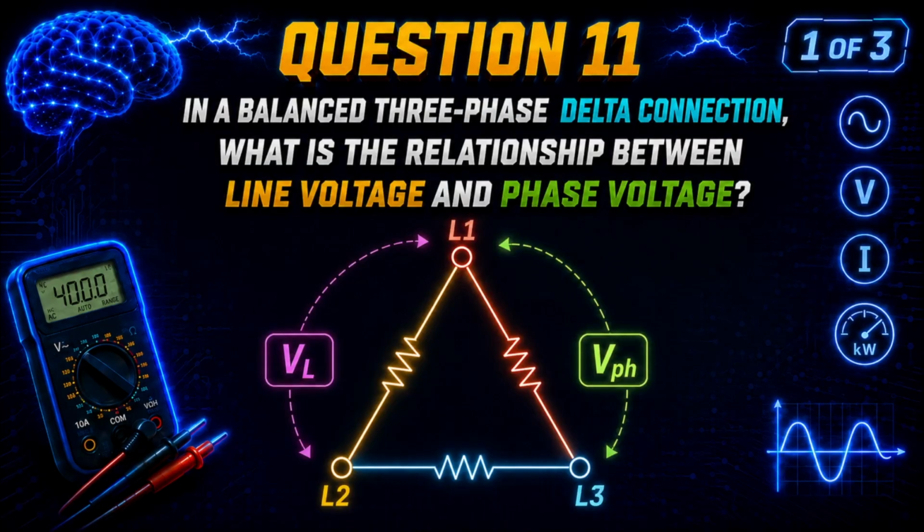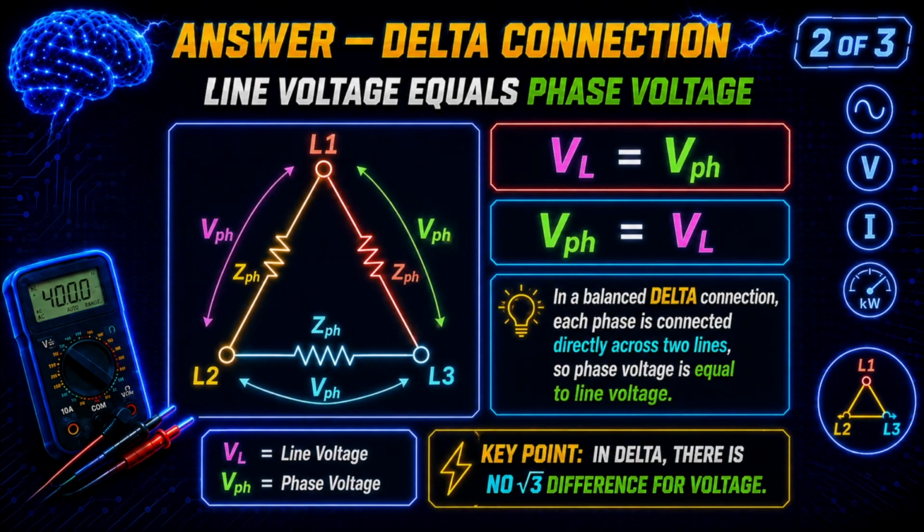Now let's move to question number 11. In a balanced three-phase delta connection, what is the relationship between line voltage and phase voltage? We already saw the star connection, so now let's compare it with delta. In a delta connection, the line voltage is equal to the phase voltage. So, VL equals VP, and that also means V phase equals V line.